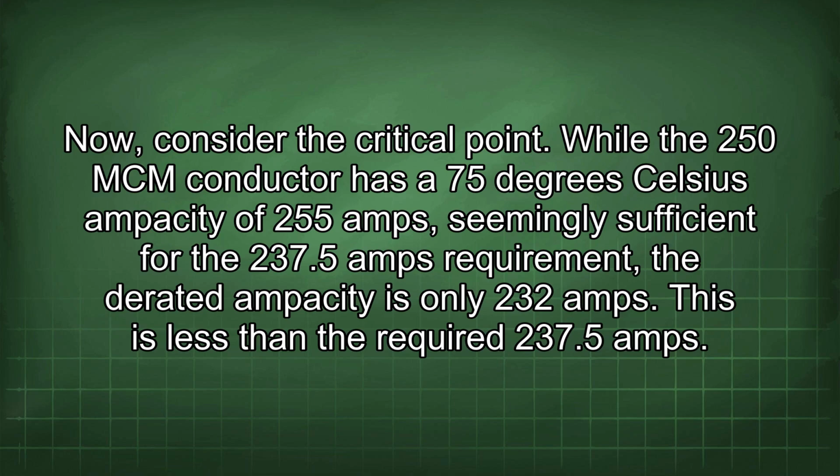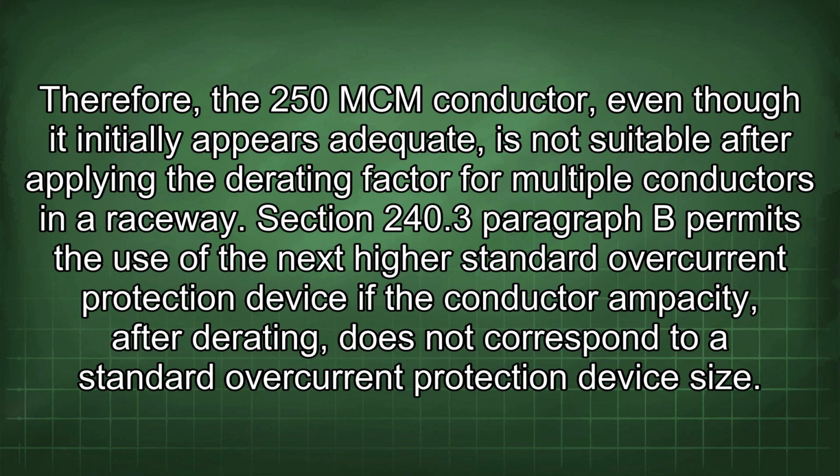While the 250 mcm conductor has a 75°C ampacity of 255 amps, seemingly sufficient for the 237.5 amps requirement, the derated ampacity is only 232 amps. This is less than the required 237.5 amps. Therefore, the 250 mcm conductor, even though it initially appears adequate, is not suitable after applying the derating factor for multiple conductors in a raceway.